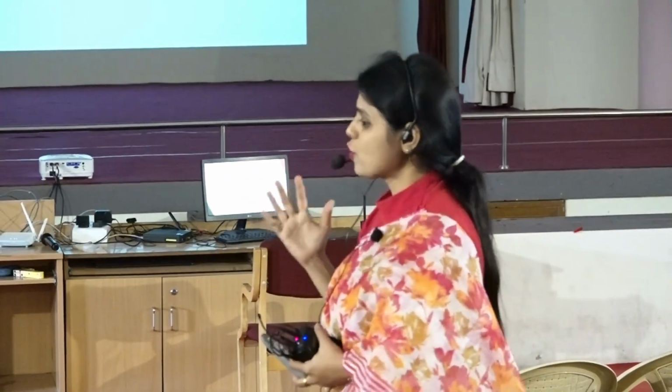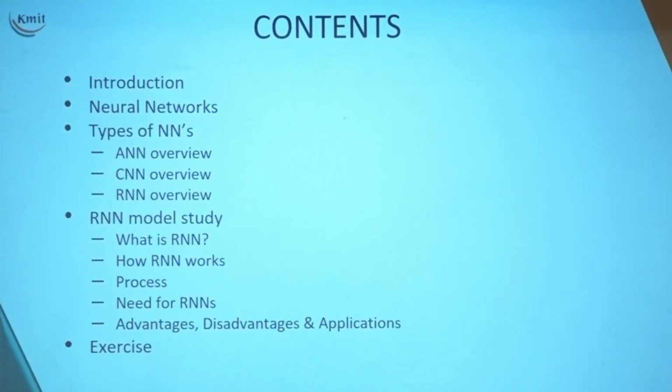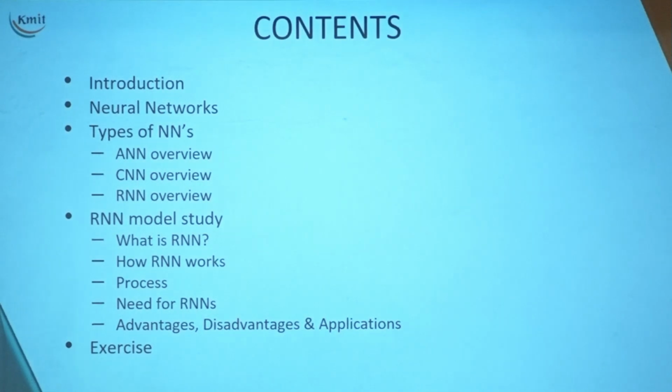So we'll see what are neural networks, a brief overview or limitations of ANN, CNN and RNN. Today in the session I would like to focus much on what are RNNs, how RNN works, different types of RNN, how data is processed in RNNs, what are different applications, advantages, disadvantages, and a simple exercise on RNN.